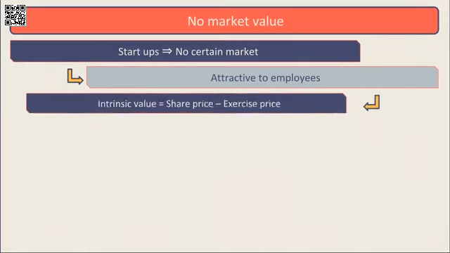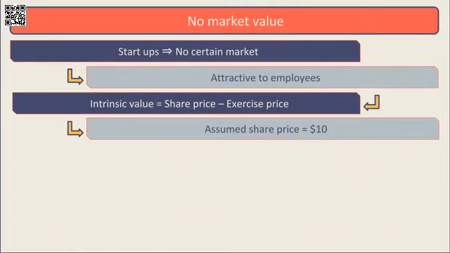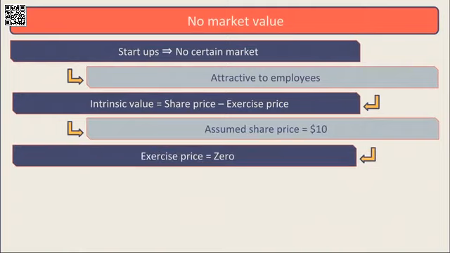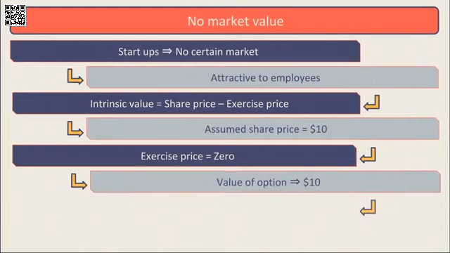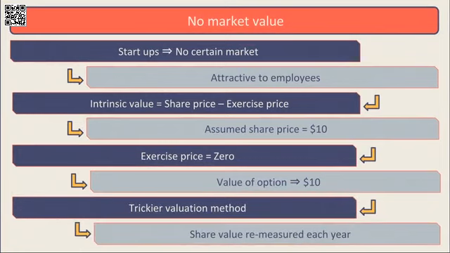IFRS 2 allows us to use the intrinsic value. What is that? This is when we take the current share price and take off any amounts paid to enter the option. It's called the share price less the exercise price. Here we are going to assume that the share price is $10 and the employee pays nothing to exercise the option, so the value of the option is $10. This method of valuation is trickier, as the share value will need to be remeasured each year, so it is uncommon.